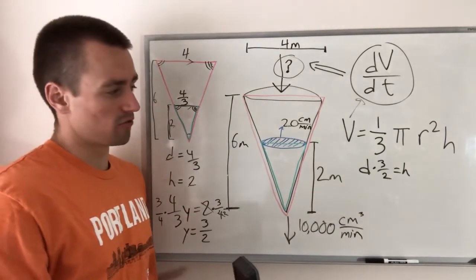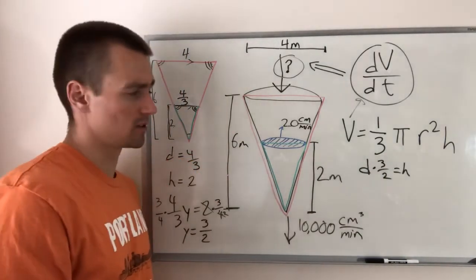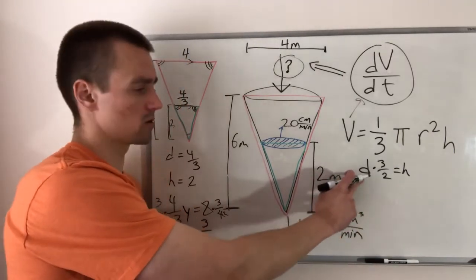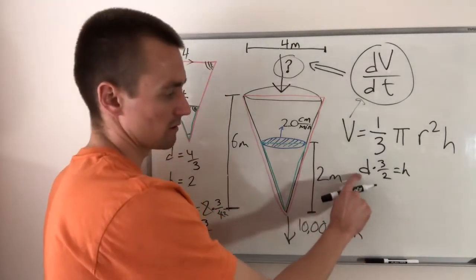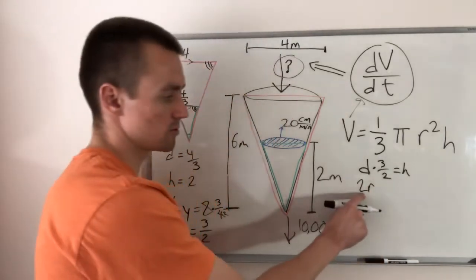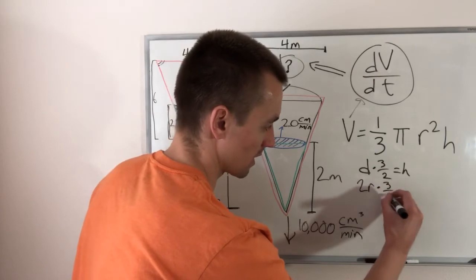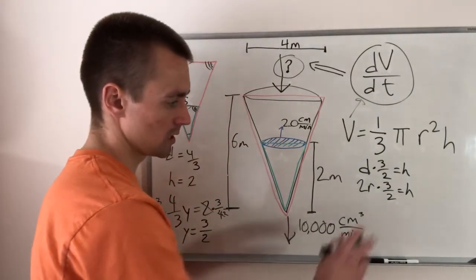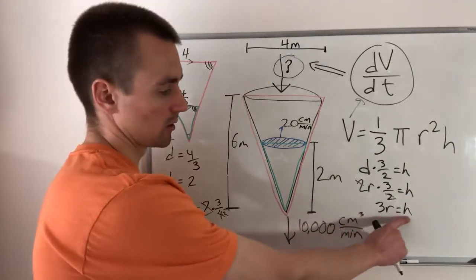Now what we need to do is figure out an equation for r in terms of h. Well, remember, with any cone, the diameter is just 2 times the radius. So instead of having this d here, we can replace d with 2r, right? 2 times the radius gives us the diameter. And then if we multiply that by 3/2, that should give us h. Then if we simplify this, that 2 will cancel with that. We get 3r equals h.